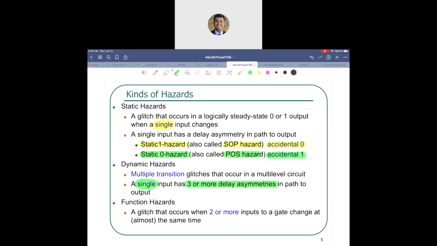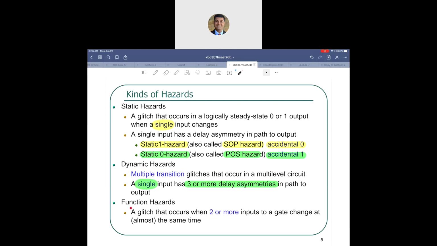So because they are timing asymmetries, the one change could result in those changes arriving at the output at multiple times. So that is going to possibly result in a multiple transition issue, and those are dynamic hazards. So for dynamic hazard, we will only look at an example, but we will not look at how to eliminate it. So we'll focus on detecting it.